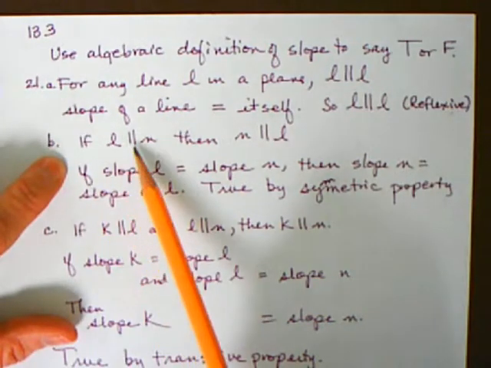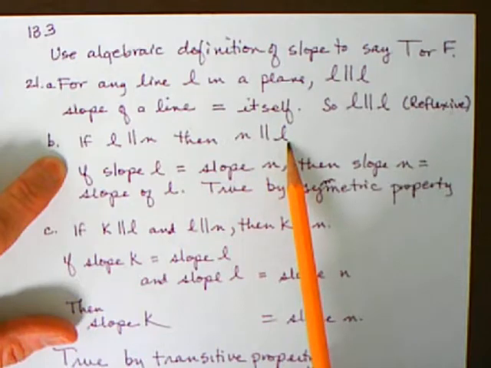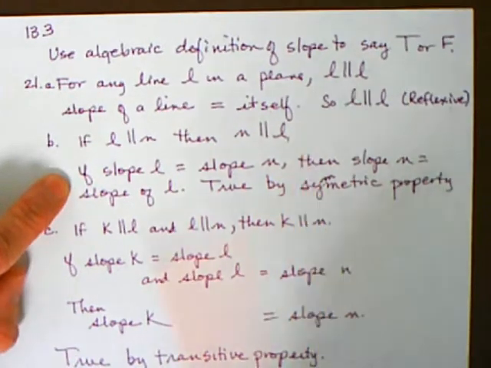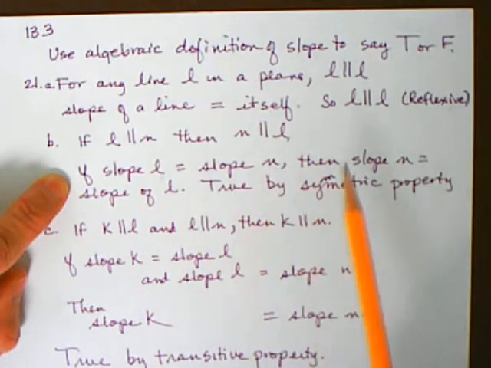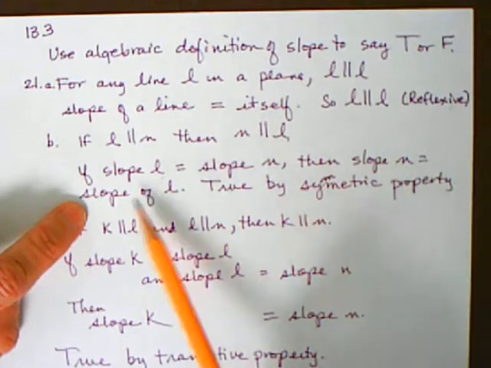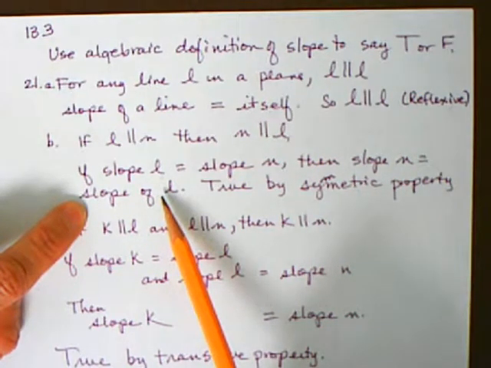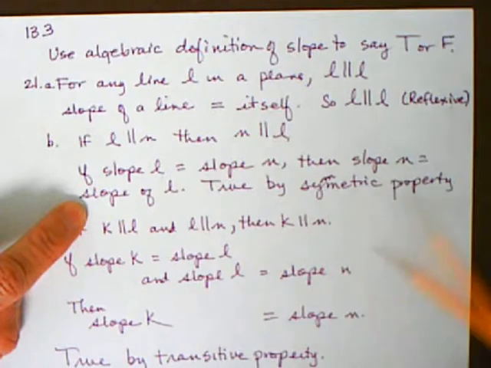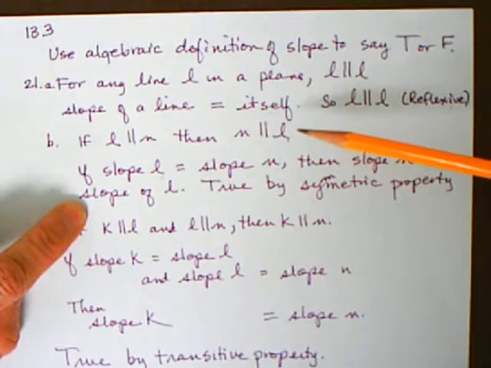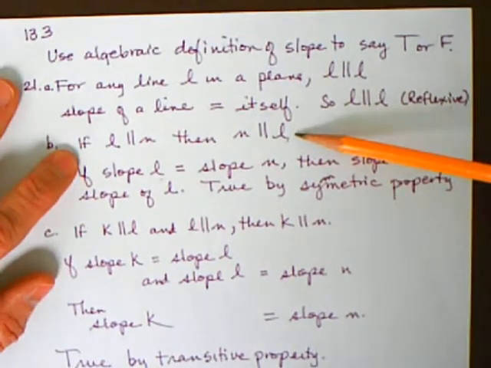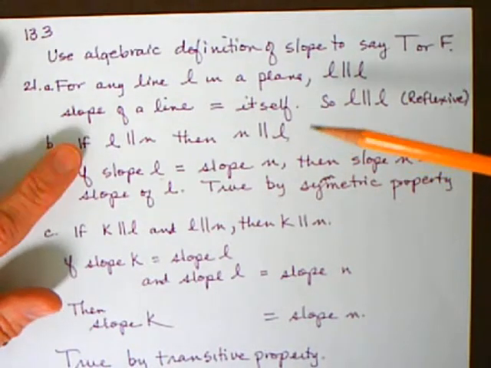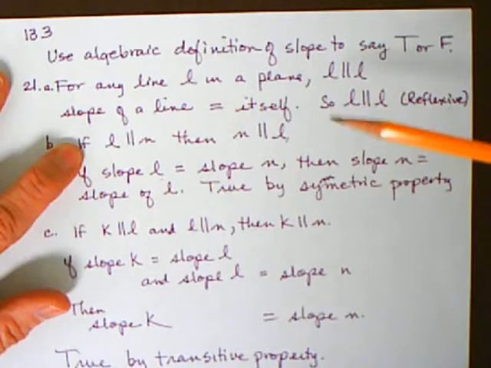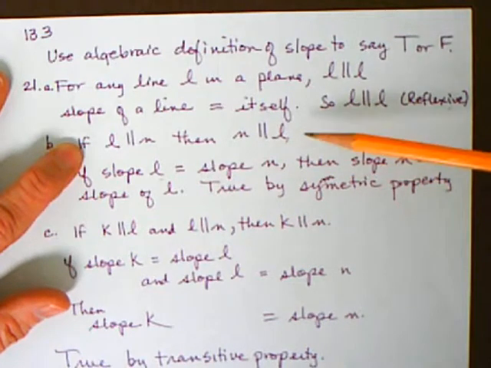Okay, part B: if L is parallel to N, then N is parallel to L. So let's translate that into the algebraic definition. If the slope of L equals the slope of N, then is it true that the slope of N equals the slope of L? Well, if A equals B, then B equals A. That's just the symmetric property. And so that makes this true for the whole idea of slope. If line L is parallel to line N, then N is parallel to L.